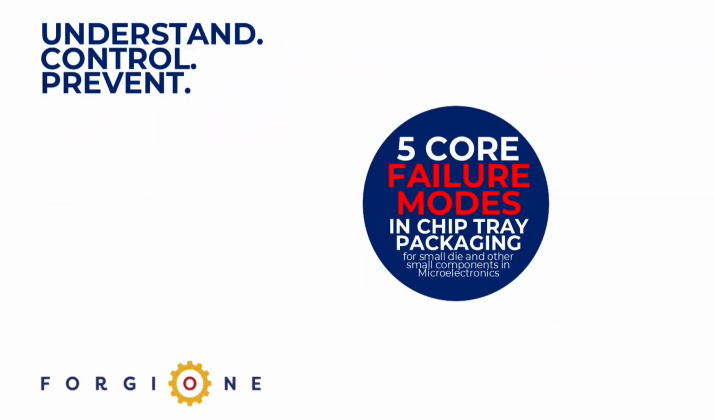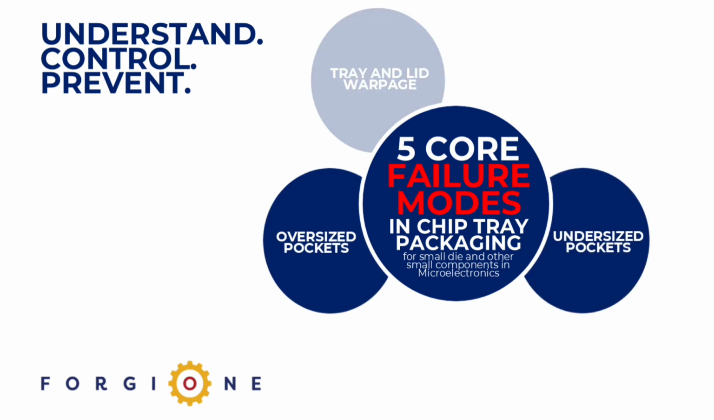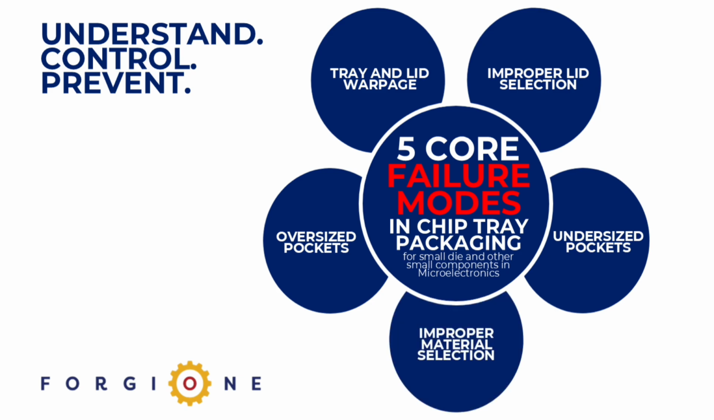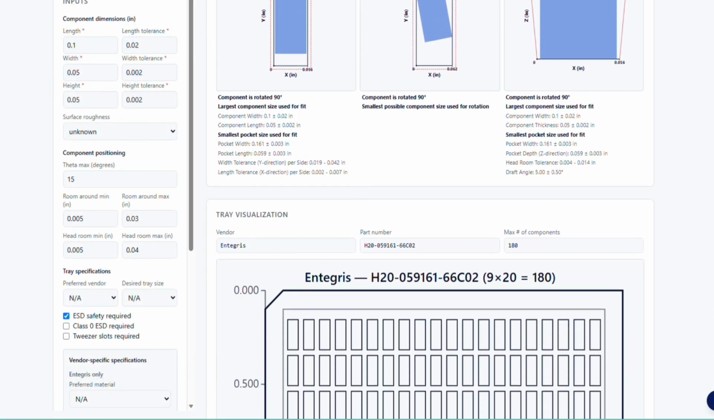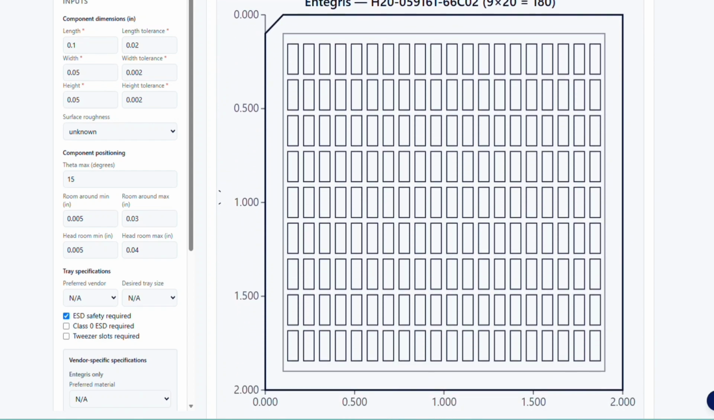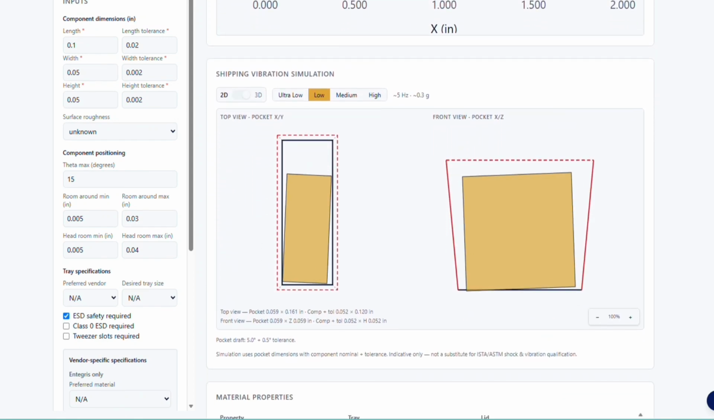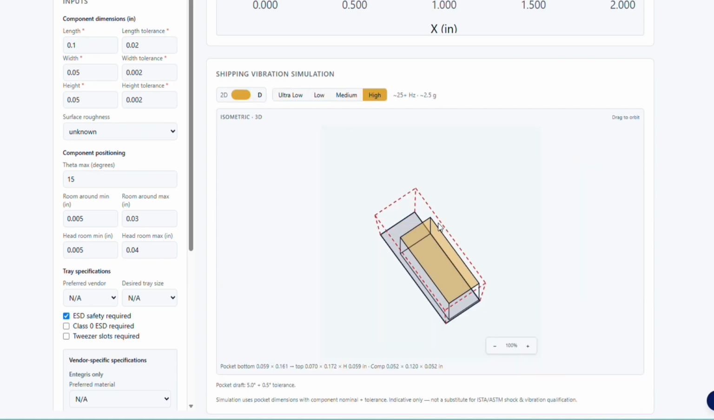These selections help you avoid the 5 core failure modes: oversized pockets, undersized pockets, tray and lid warpage, improper lid selection, and improper material selection. Our algorithm parses through a unified catalog of standard chip trays from Entegris and Gel-Pak to give you packaging options that prevent your components from flipping, migrating out of pocket, excessive lateral rotation within the pocket, and more of your packaging nightmares.